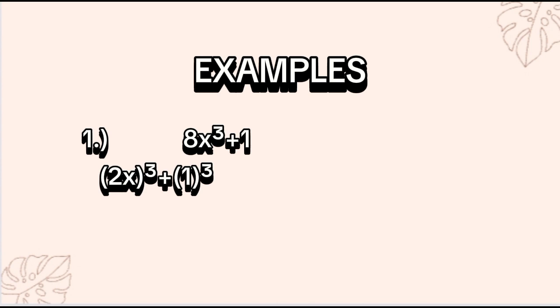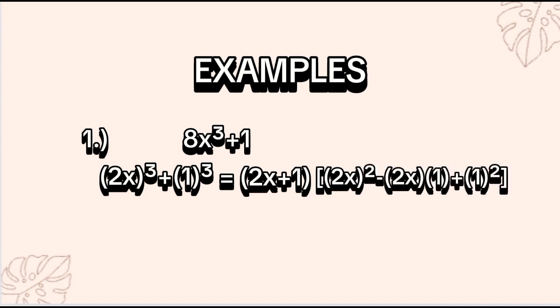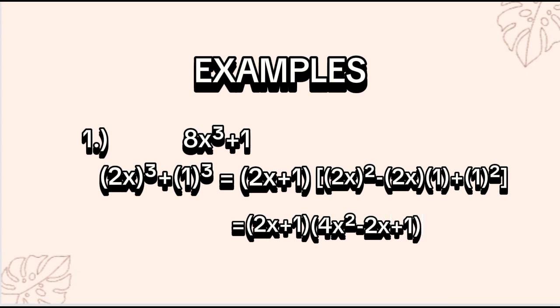Next is examples. Example number 1, 8x cubed plus 1. The cube root of 8x cubed is 2x, plus the cube root of 1 cubed is 1. The square of 2x is 2x squared. Then subtract the product, minus 2x times 1, plus the square of 1 is 1 squared. So it is equal to the quantity 2x plus 1 times the quantity 4x squared minus 2x times 1 is 2x plus 1. So the final answer is the quantity 2x plus 1 times the quantity 4x squared minus 2x plus 1.